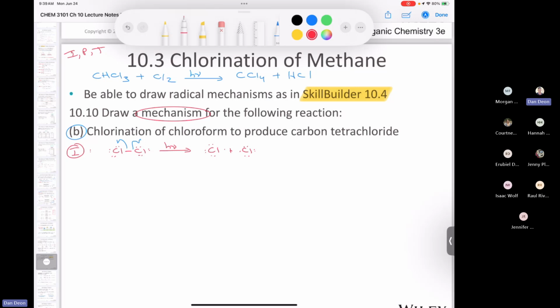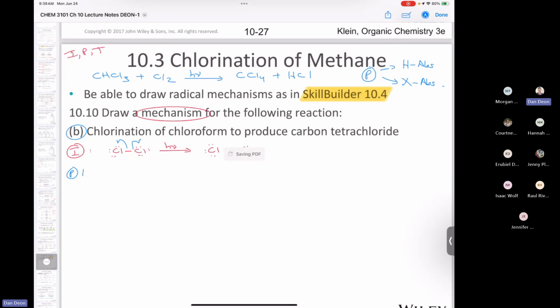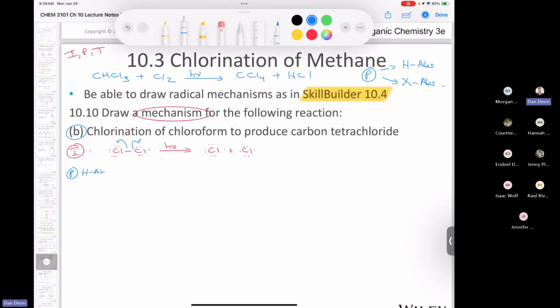Now what's propagation? Propagation is going to involve 2 steps. It's going to involve hydrogen abstraction. So we put it here. Propagation involves hydrogen abstraction. And then it's going to involve halogen abstraction. Those 2 steps. So for our propagation, let's start out with our hydrogen abstraction. So hydrogen abstraction is going to be first. So we have our chloroform molecules, CHCl3. I'm not going to put the lone pairs in here just to make things a little bit easier on myself. So we have our chlorine radical plus our chloroform molecule.